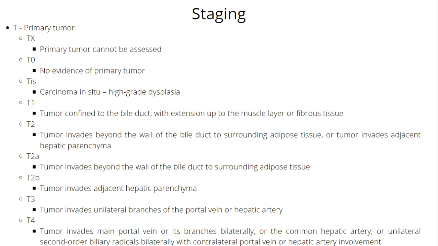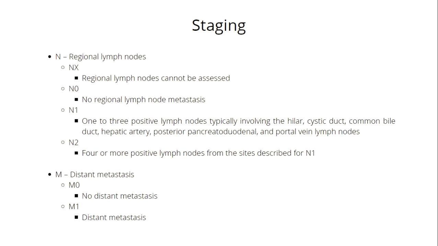In T2a, tumor invades beyond the wall of the bile duct to surrounding adipose tissue. And the T2b, tumor invades adjacent hepatic parenchyma. And in the T3, tumor invades unilateral branches of the portal vein or hepatic artery. And then the T4 is the tumor invades the main portal vein or its branches bilaterally or the common hepatic artery, or unilateral second-order biliary radicals bilaterally with contralateral portal vein or hepatic artery involvement.